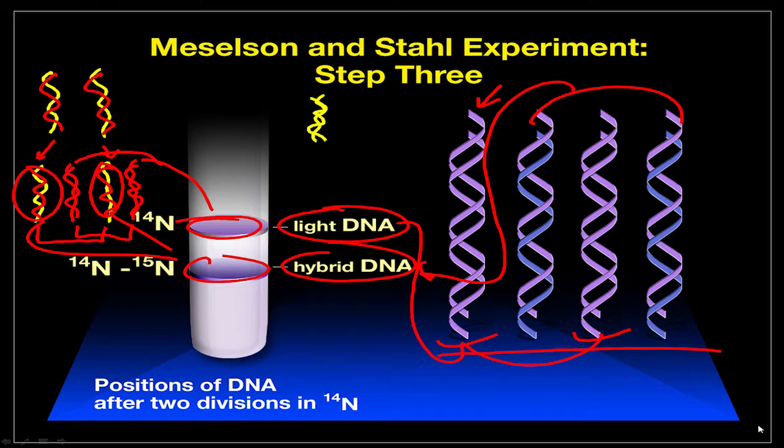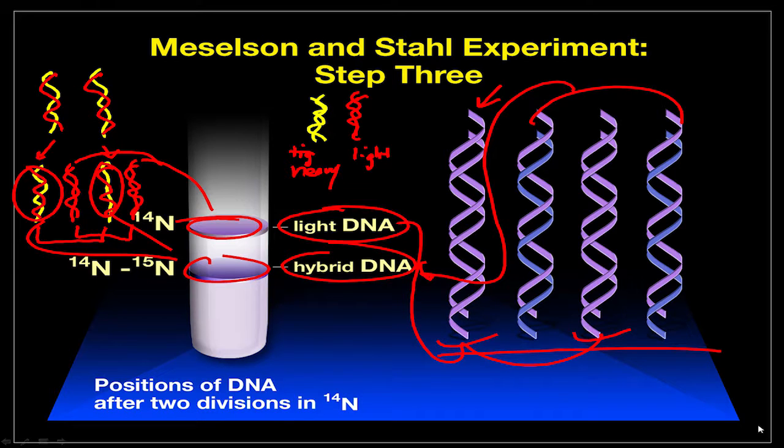One was totally light and one was totally heavy, right? Well, I'm sorry. That's true, but I reversed them. This was the light. Darn it, I'm sorry. This was the heavy because they started off on the 15N, and this was the light. Now, if we follow this logic, what's going to happen?